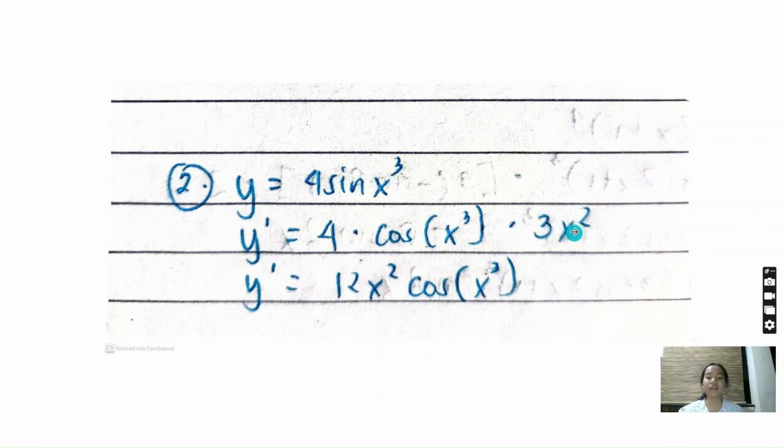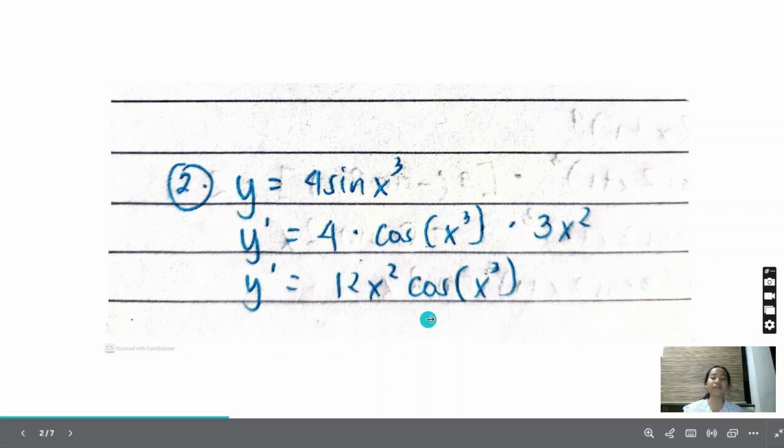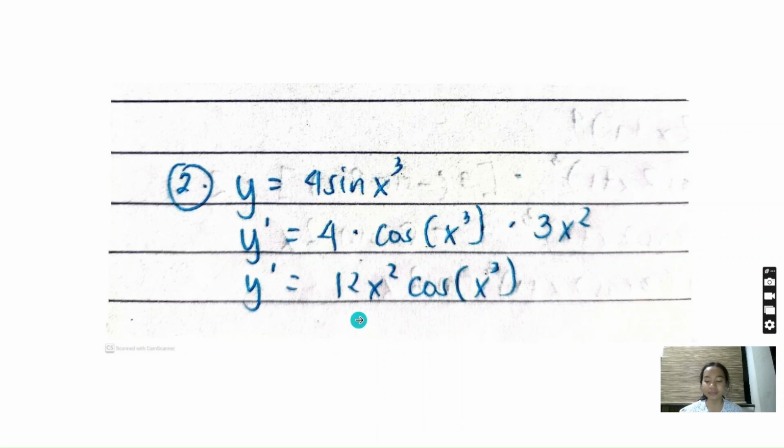So again, we will multiply here 3x squared and 4, that is 12x squared, and then we just copied cos x cubed. Combining them together, it gives us the answer, which is 12x squared cos x cubed. So this is our answer, or the derivative of the given function y equals 4 sine x cubed.